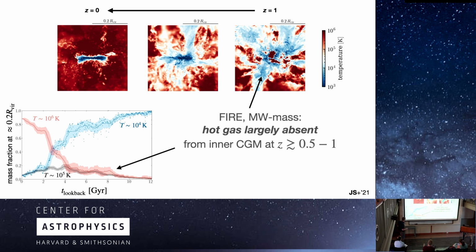You can also see this if you plot the mass fraction of the different phases within a shell of 20% of the virial radius as a function of time. Again, at early times the hot gas mass fraction is very small, 10 or 20% of the total mass. Only at late times does the hot gas mass become dominant. So at least in the FIRE simulations, a main component of the standard paradigm is missing at this mass scale at early times. So what are the implications of this for our picture of a multi-phase CGM?